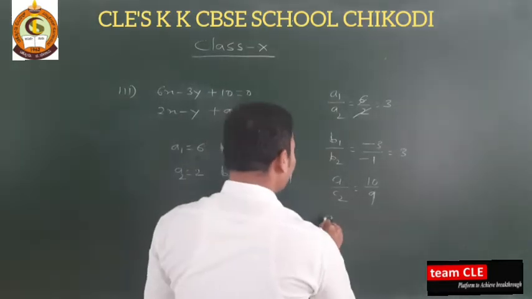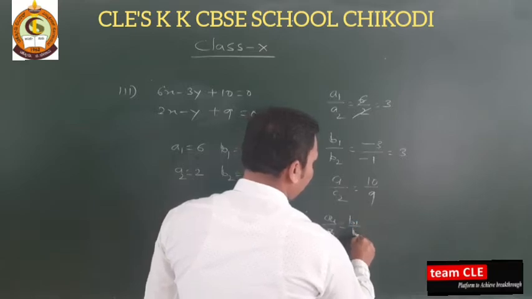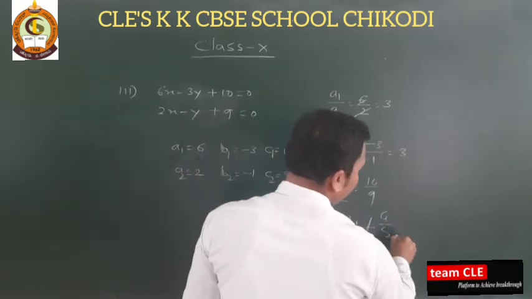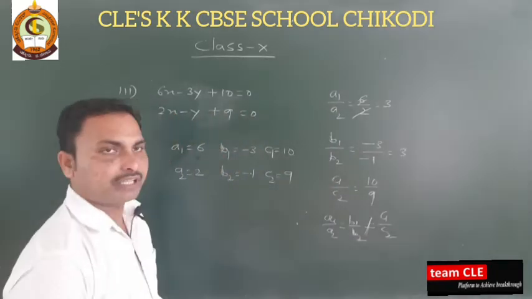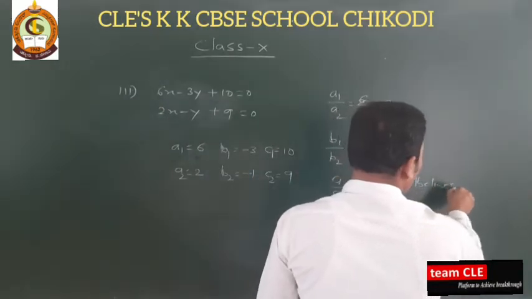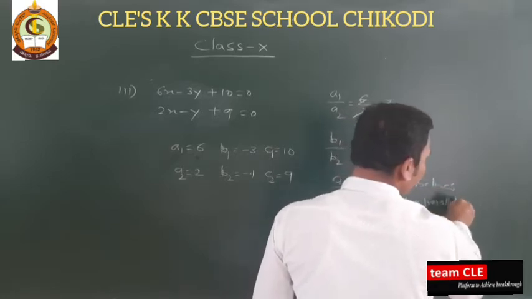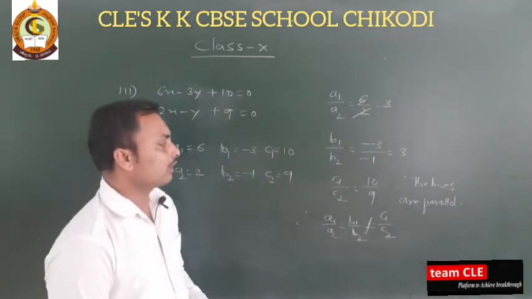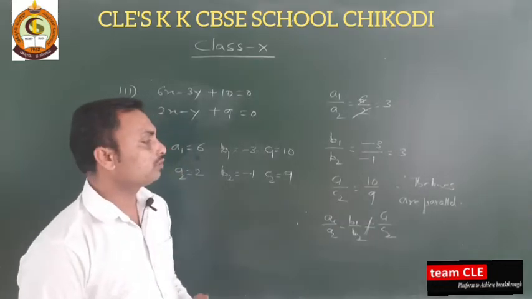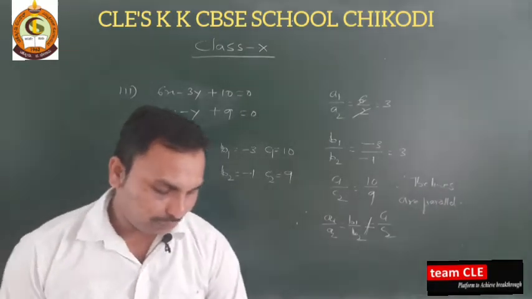Therefore a1 by a2 is equal to b1 by b2, but this b1 by b2 is not equal to c1 by c2. Therefore we can say the lines are parallel. You can see here, a1 by a2 is equal to b1 by b2, but b1 by b2 is not equal to c1 by c2, which means the lines are parallel. So these are the two examples we solved here.